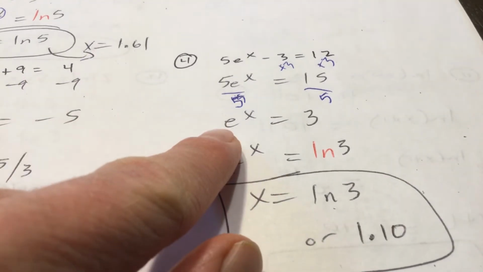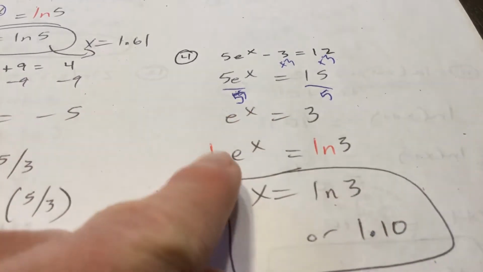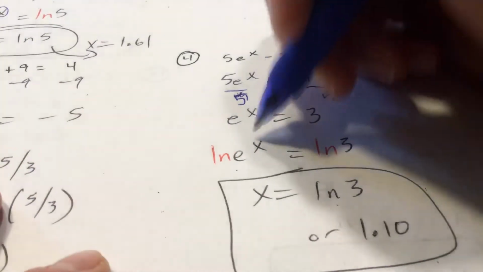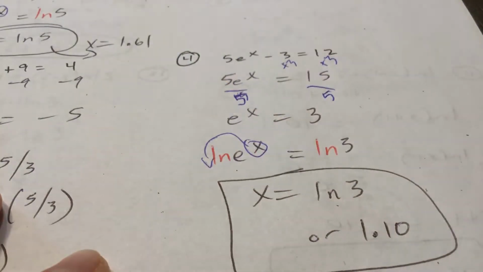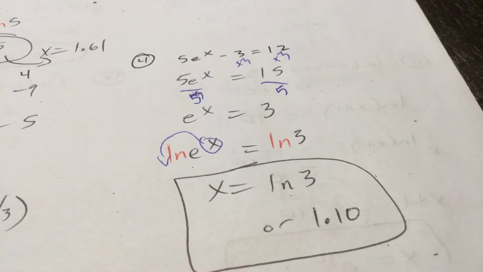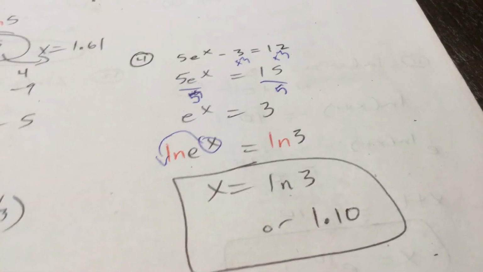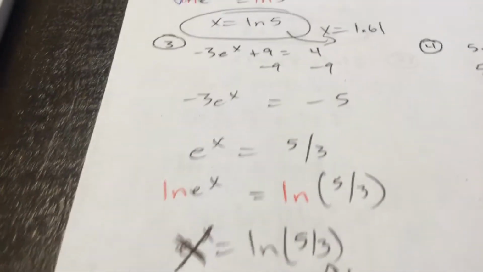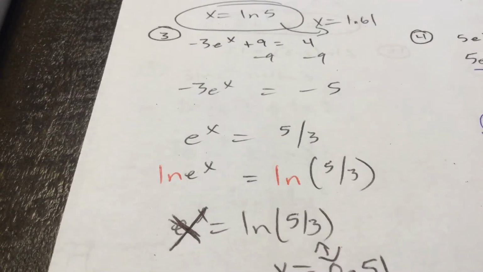Now I have e all by itself. E to the x equals 3. I attach natural log to both sides. This x is brought on down. X would equal natural log 3, or 1.10. Again, natural log 3 is a perfect answer. All right, pause this whenever you need to.